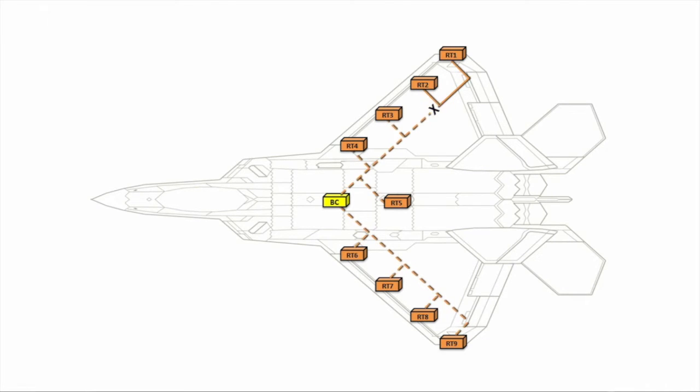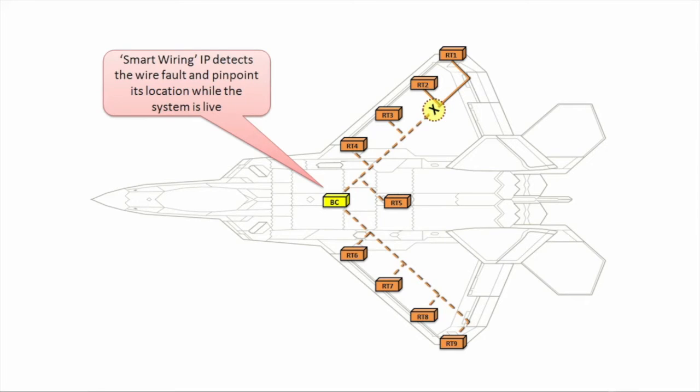Yet with the smart wiring technology embedded in the BC, a wiring fault code will be reported immediately as the fault occurs, with the fault location. This will be reported to the system by the BC while the system is live and operating.